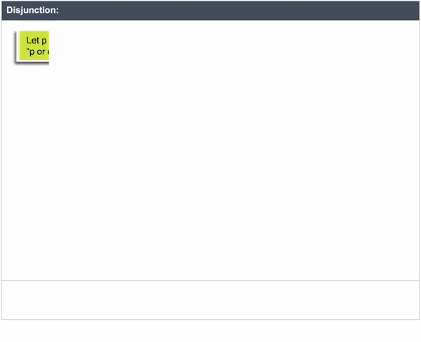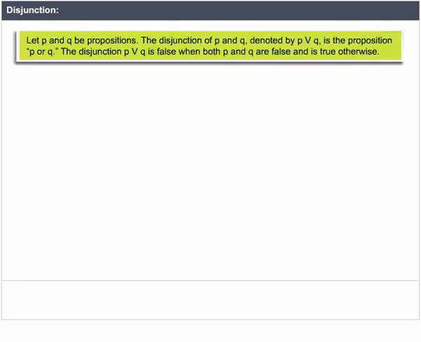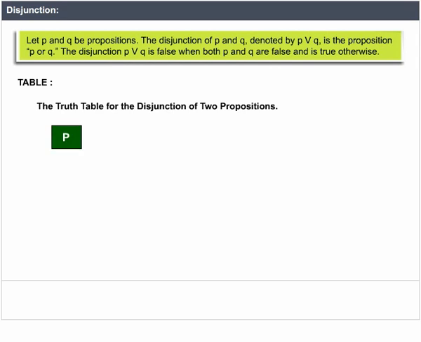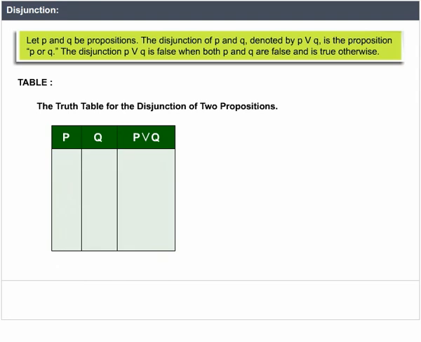Disjunction: let P and Q be propositions. The disjunction of P and Q, denoted by P or Q, is the proposition P or Q. The disjunction P or Q is false when both P and Q are false and is true otherwise. The truth table for the disjunction of two propositions. The table has three columns: P, Q, and P or Q. We're going to read row by row.